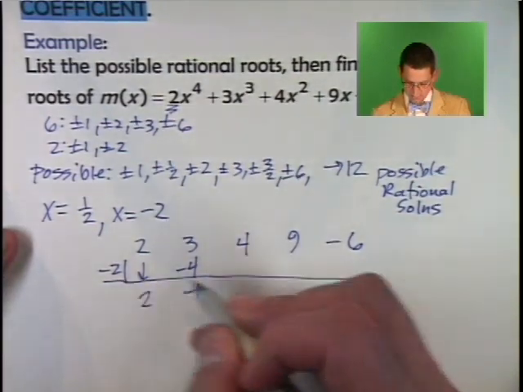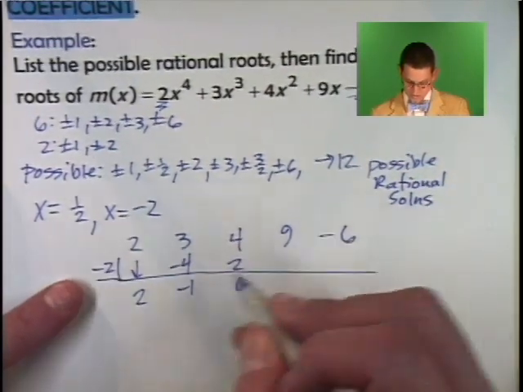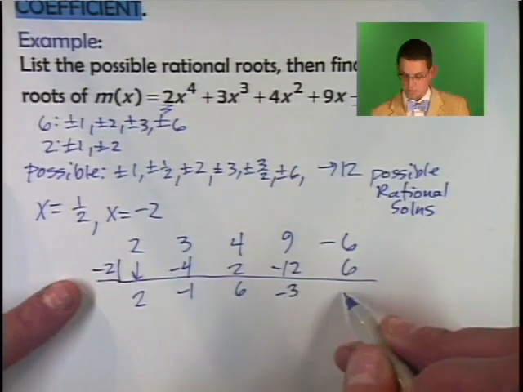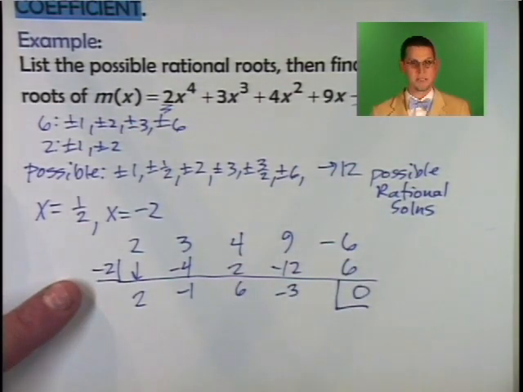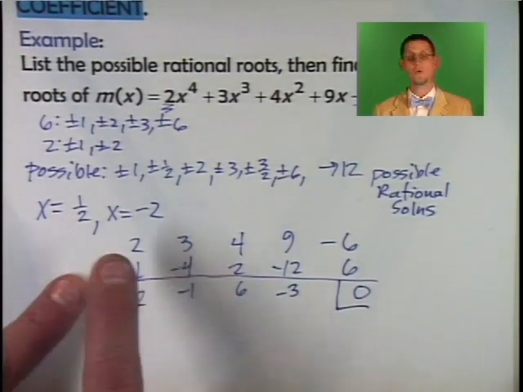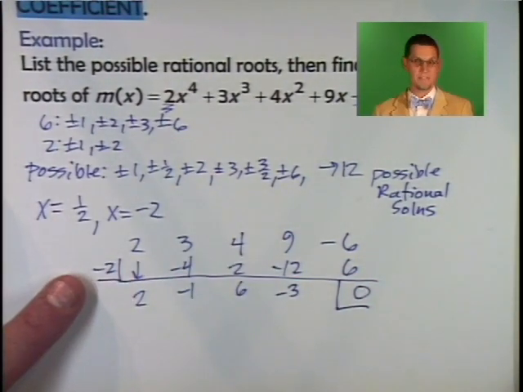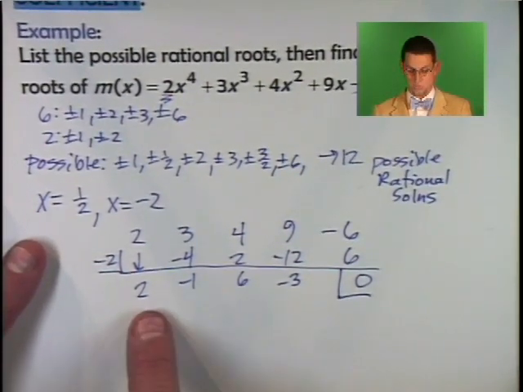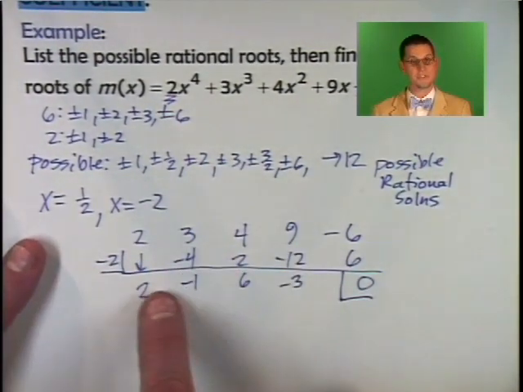We bring down the 2, and we get negative 4. That gives us negative 1, times negative 2 is 2, 6, that's negative 12, that's negative 3, that's positive 6, and remember, the last box is the remainder. We get a remainder of 0, which means negative 2 is a root, or x plus 2 is a factor. Nice. Well, this is our quotient. It's the depressed polynomial. It's 1 degree smaller. If we started with a 4, this is a 3.